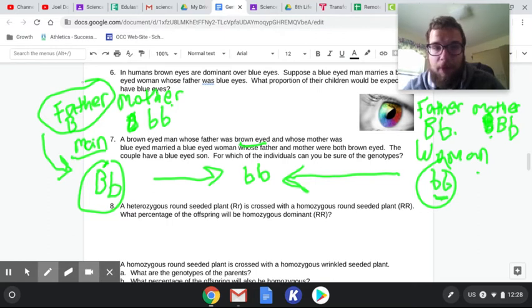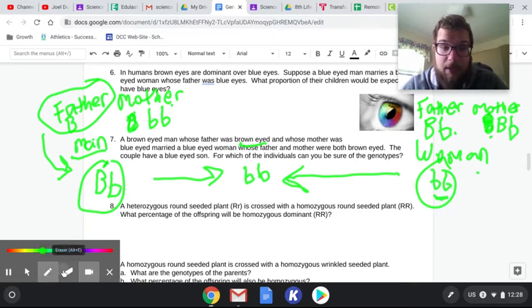There's not really a way for us to tell unless we got him DNA tested. So that's where we get stuck here. But that's a really good question. It's really tough. Hopefully that made sense.